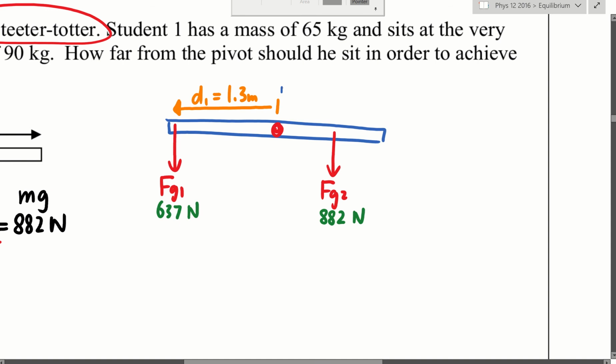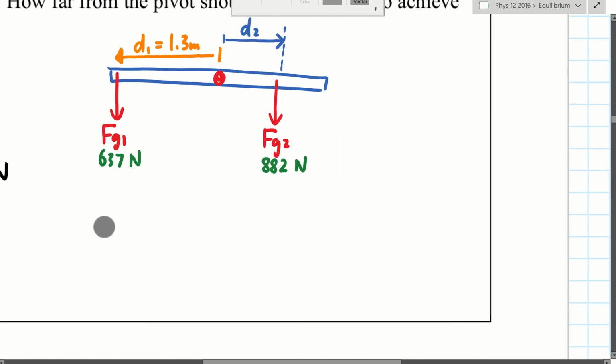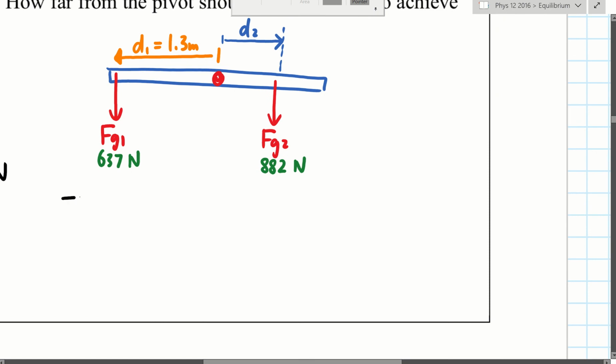Well, where's the heavier kit? Mr. Chung, that's exactly what we want to find. Yep, so we don't have that. That's okay. We don't know D2. D2 is the question. All right, so set up the torque equation. So all the torque clockwise should balance all the torque counterclockwise.